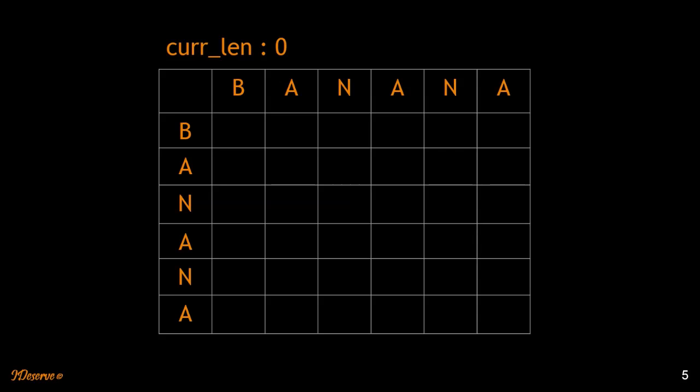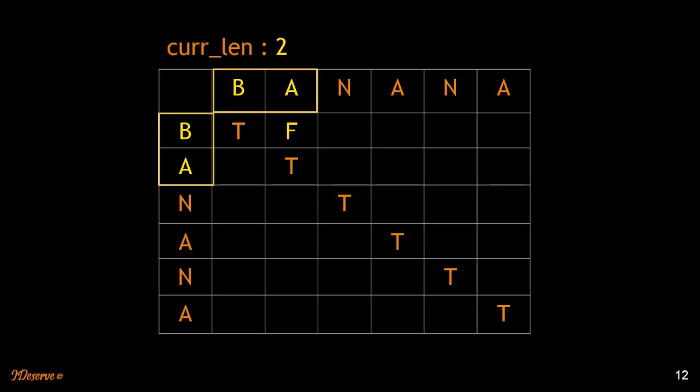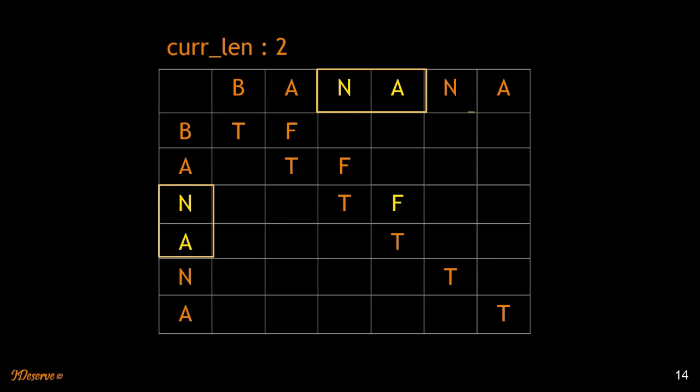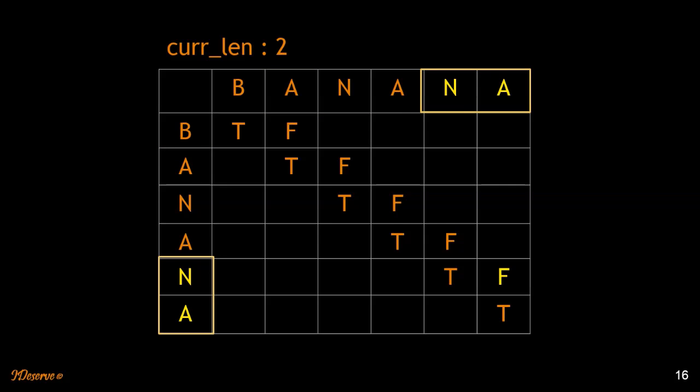Okay, so let's start with substrings of length equal to 1. We know that strings of length equal to 1 are trivially palindrome, so B is a palindrome, right? So we set the value true for all single character palindromes, and then we move on to substrings of length 2, and we compare the first and the last characters. As soon as the first and the last characters do not match, the first condition fails. We set false for that particular substring. The same thing happens for all the substrings of length 2. The first and the last characters do not match.